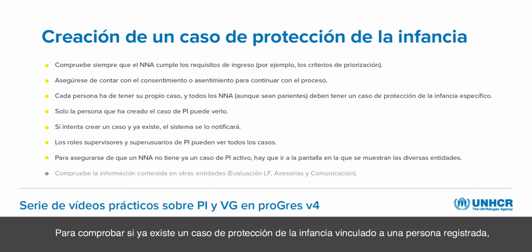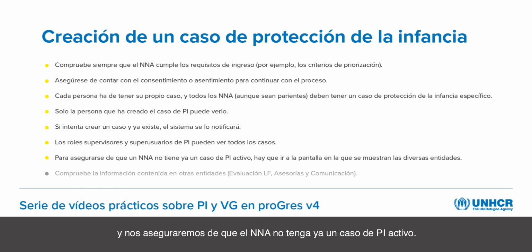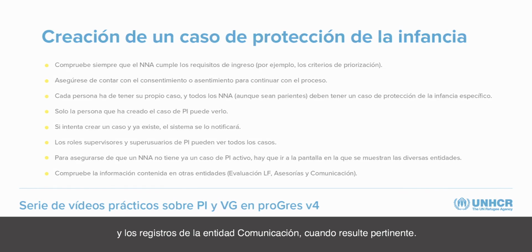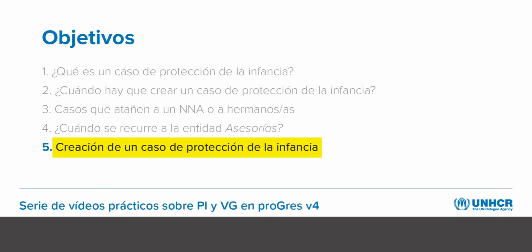To check if there is already a CP case associated with a registered individual, navigate to the Multi-Entity Search view. Ensure that the child does not already have an active CP case. The child protection caseworker should also check the content of other entities, such as legal protection assessments, counseling, and communication records where relevant.